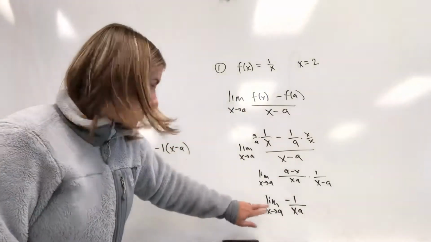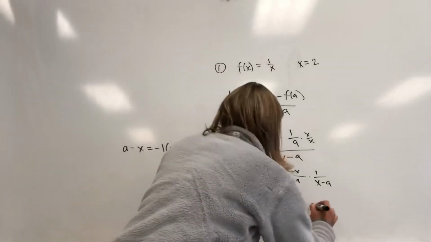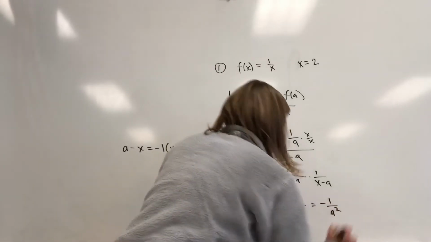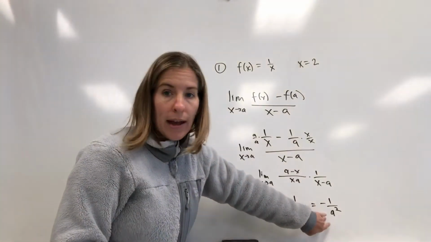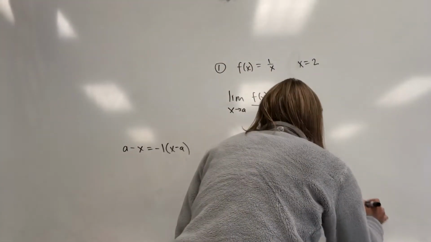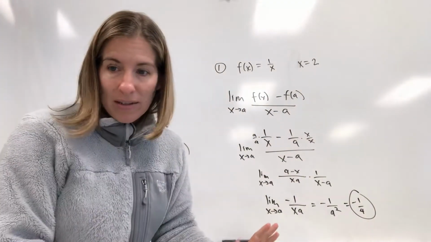So now we would just plug in a for x, and you end up with -1 over a squared. And then here we want to plug 2 in for that a, so that comes out to be -1/4. So that's the other process.